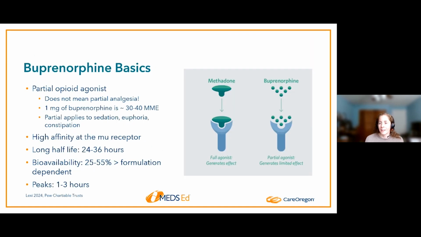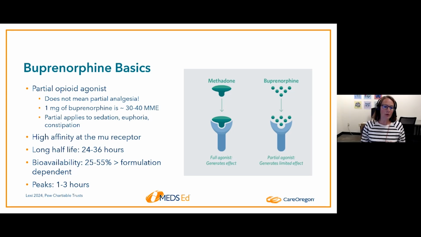Okay, let's explore buprenorphine a little bit more to see how we can help Jane start buprenorphine. So just some basics that I want to highlight. These are important pharmacokinetic properties of buprenorphine that will play into understanding how we transition patients over to buprenorphine. So bup is a partial opiate agonist.